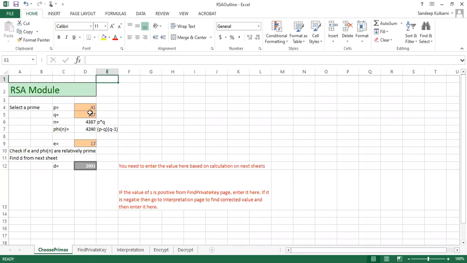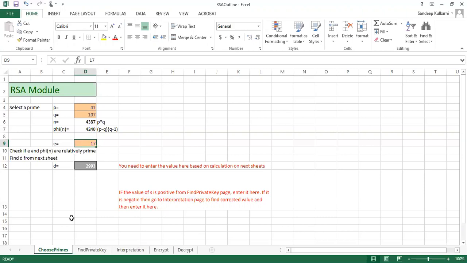So for example, for P and Q, those numbers have to be prime. E is going to be your public key. In this case, I have selected it to be 17. If you recall, we needed to make sure that the value of E is relatively prime to phi of n. So phi of n here is 4240, and we needed something that is relatively prime to 4240.